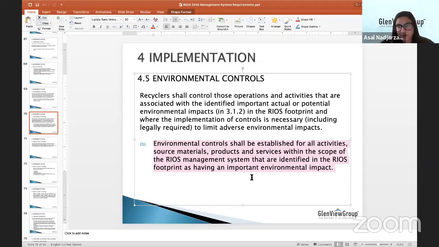Right. But of course, if it's legal, then you have to have a control. But even if it's not a legal requirement, I feel like for improvement purposes, you should just have a control there. If it's impacting operations, that's a best practice, and it could be something to show improvement, but it's not required by the standard. Yeah.